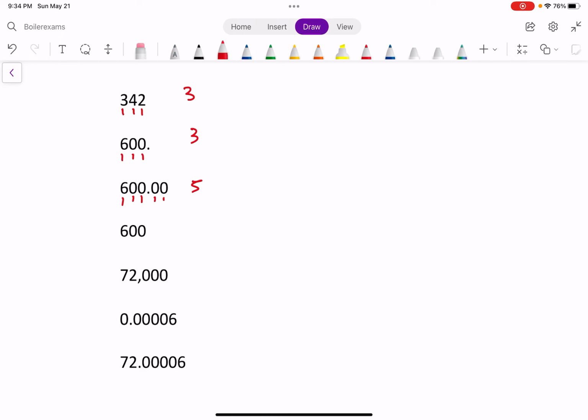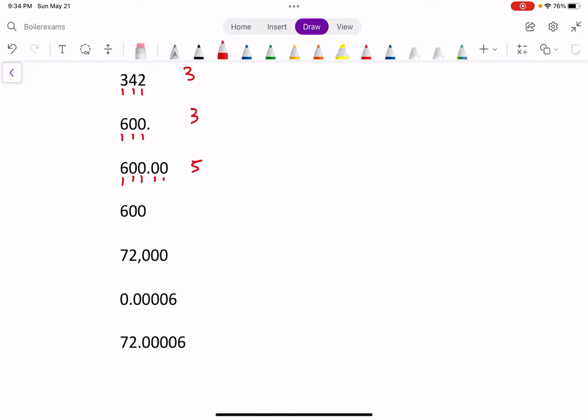And then we come down to 600. 600 has no decimal point, so it only has the 6, so that's 1 significant figure. So here, where we don't have the decimal point, these zeros are just assumed to be essentially rounded, and they're not significant, and therefore we only have the 1 significant figure of the 600. Same deal down here with the 72,000.